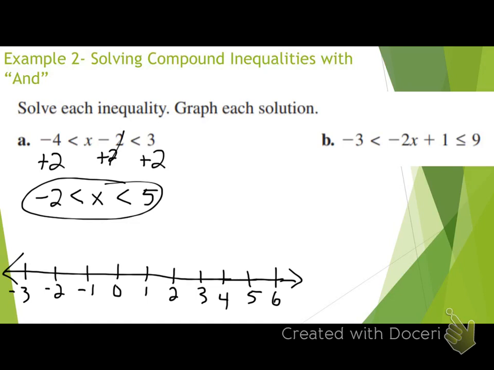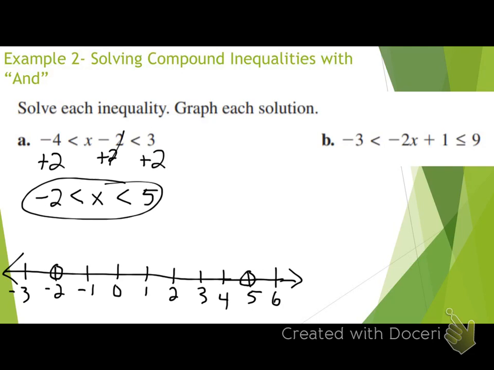So, where's my first circle going to go? Negative 2. Is it open or closed? Open. Where's my second circle going to go? 5. Open or closed? Open.